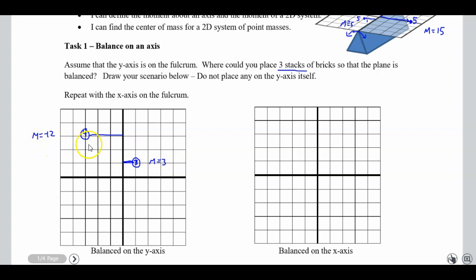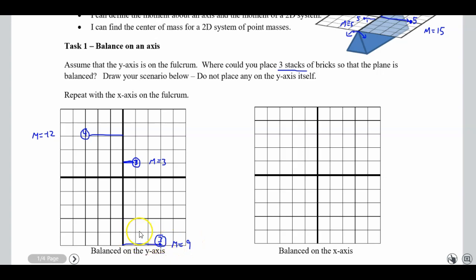So we need a positive 9 somewhere. So we could go 9 1 unit away, or we could go 3 units away. It really doesn't matter what you want to do as long as it's 9. So I'm going to go ahead and just say, let's go way down here and say 3 units away, I'm going to put a mass of 3. Alright, so it's going to go right there, and that moment would be 9.